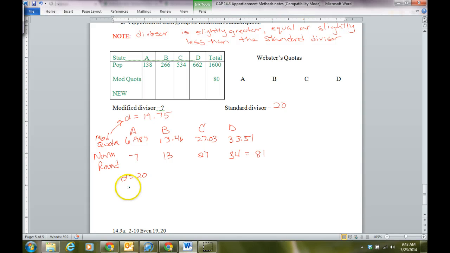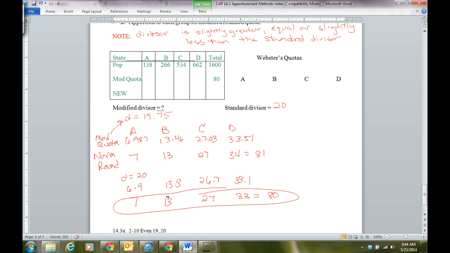Okay, so let's try 20 here. With 20, for a value of A we get 6.9, 13.3, 26.7, and 33.1. So we would round up here, 7. This would round down to 13. This one would round up to 27. And this would round down to 33. If you add all that up together, we get 80 this time. So we can stop.